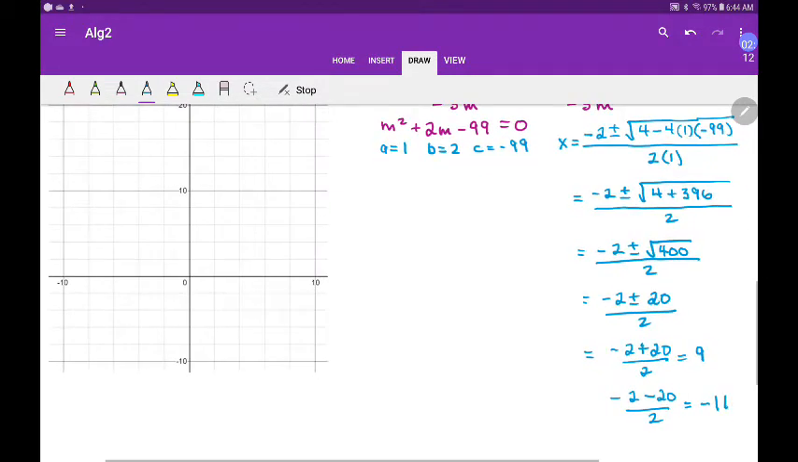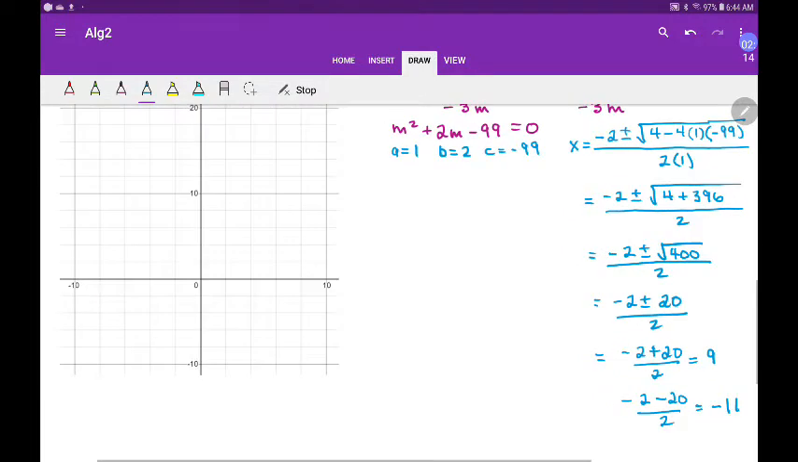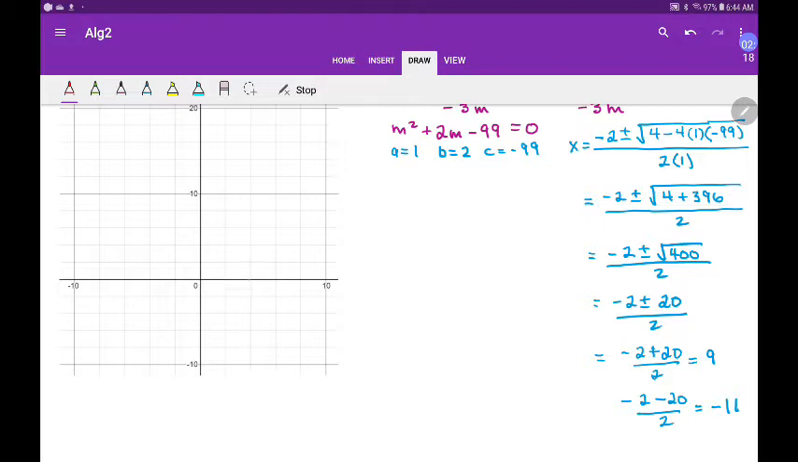Who set this graph up? So let's see here. I did. So let's see, 2, 4, 6, 8. Looks like 9 is about right there. And negative 11, well, I'd say it's about right there on the edge of things.